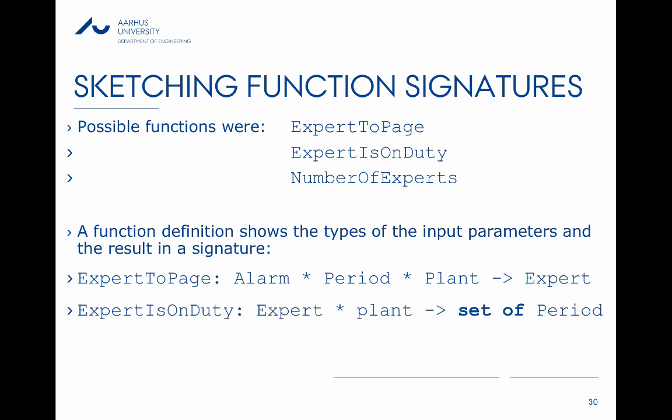Expert is on duty. Well, we need an expert and we need a plant in order to get the set of the periods where the expert is on duty, typically written out in some order. So we would have to consult our client to see if they wanted a particular order here. Finally, the number of experts. We need a period again, and we need a plant, and then it should give us a natural number about how many people are going to be on duty in this period.